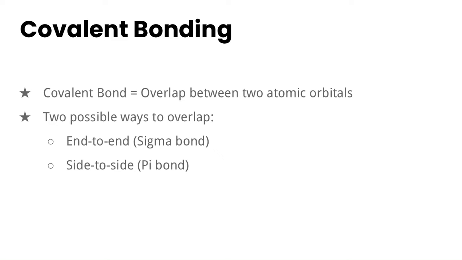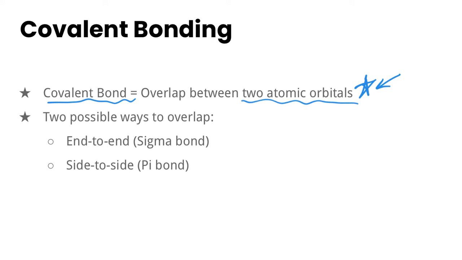In this video, we're going to take a closer look at covalent bonding and what sigma and pi bonds are and how they relate to this bonding. So let's start and remind ourselves that a covalent bond is an overlap between two atomic orbitals. We saw that in the hybridization video. If you're not quite sure what I mean, make sure you go back and re-watch that video.